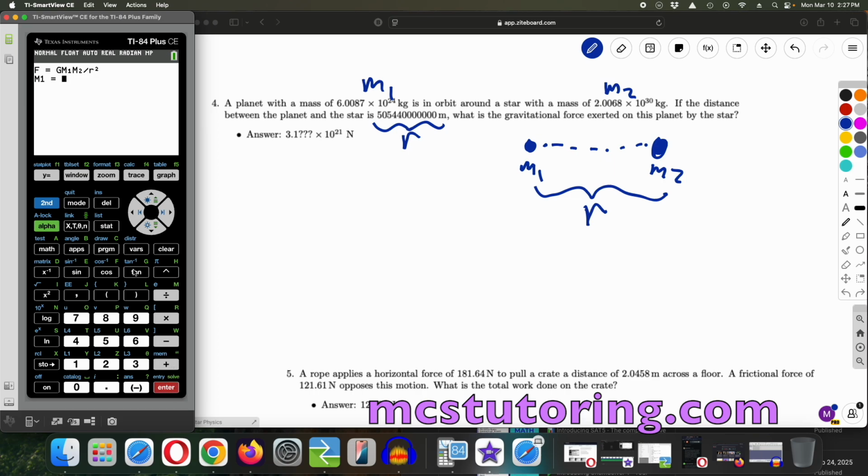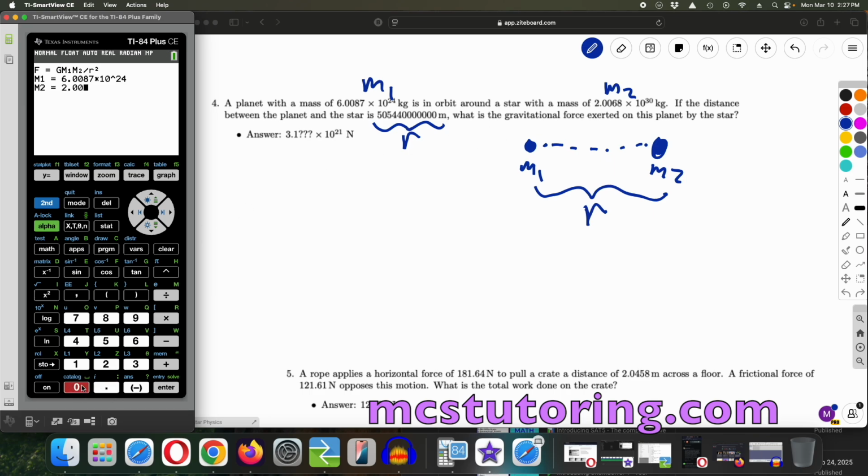Let's solve for the F here. M1, 6.0087. Okay, and then one thing I want to talk about here: that's times 10 to the what? Well, when you raise something to a power, use this symbol here. It looks like an up arrow. It's called a caret symbol. I'm not even kidding, you can look it up. Raise the 24th. A lot of students are like, how do I raise something to a power? And this is how you do it. Unless it's squared, then you just put the x squared thing here.